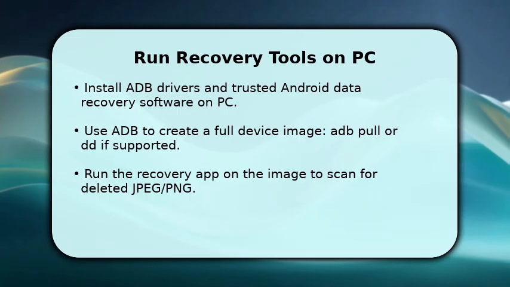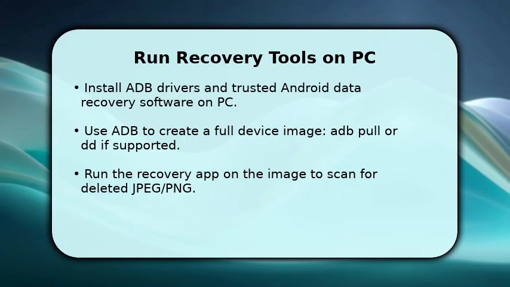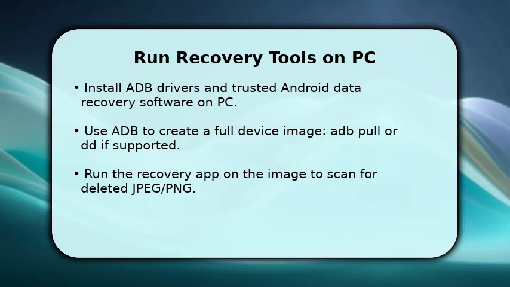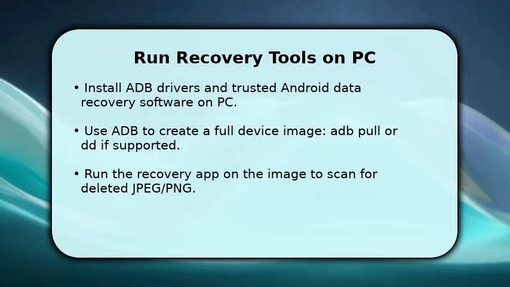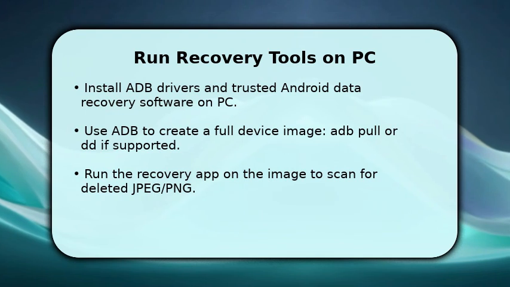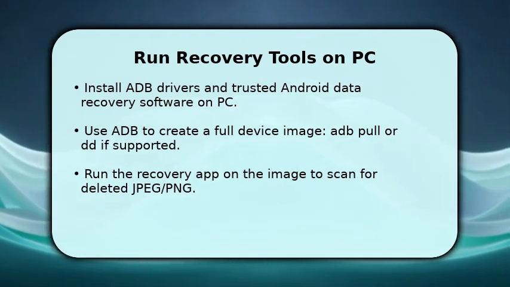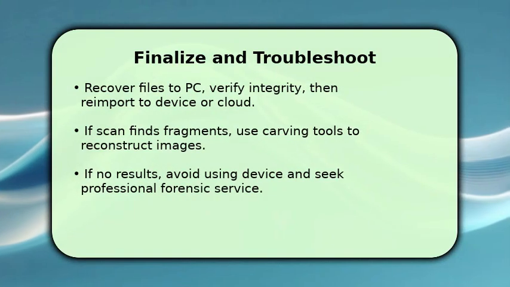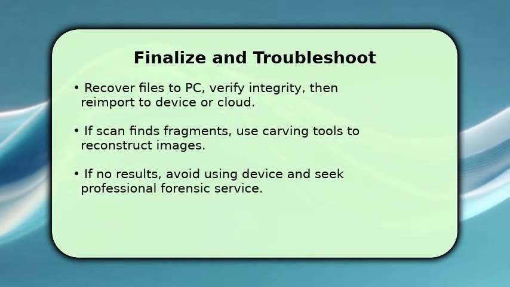Next, create a full logical image or pull the DCIM and Pictures folders. When possible, create a bit-for-bit image with dd to avoid altering device storage. After the image is saved, point the recovery software to that file and start a deep scan for deleted JPG and PNG files, recovering originals.